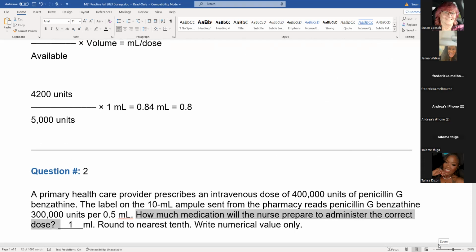It's the desired over have. Desired times the quantity, over have, right? Now, what do you need to solve this? The order. Okay, what's the order? 400,000 units divided by 300,000 times 0.5. You don't need that 10 mL. You just take what your ordered dose is over what you have on hand.